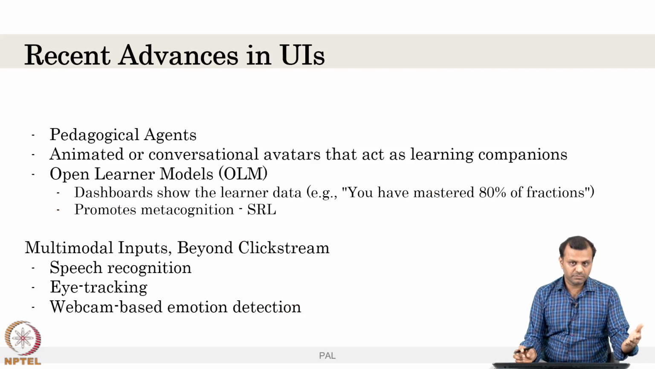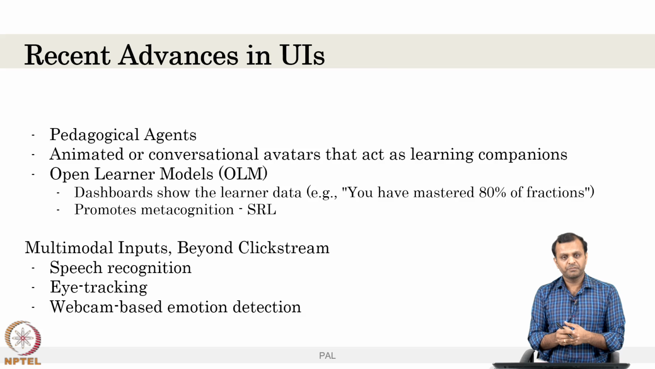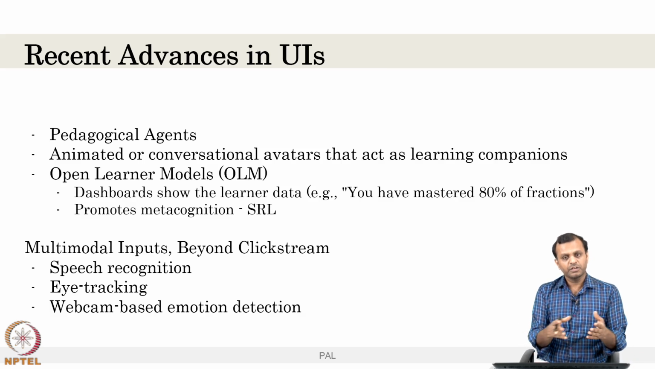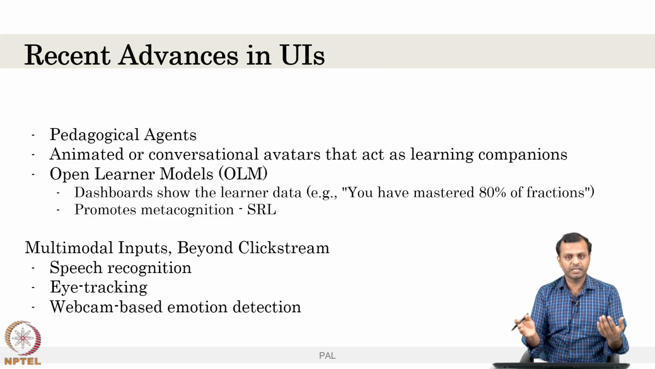Going forward, nowadays we are trying to create multiple agents in the user interface. Suppose the user interface has an avatar or agent. That agent can have a conversation with you, through voice-based or chat-based communication. That kind of thing can happen. Also nowadays the idea is to give data back to the learner. If you have completed this many topics in fractions, or in the last 5 questions you got 3 correct, or you achieved 80% of the content, you can see it like a progress bar.